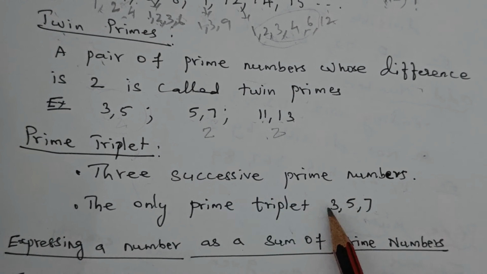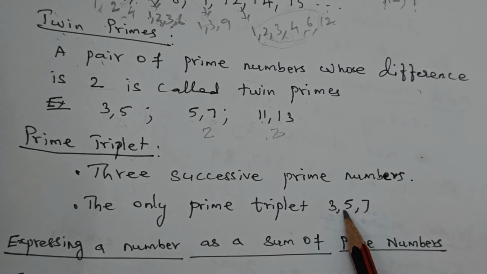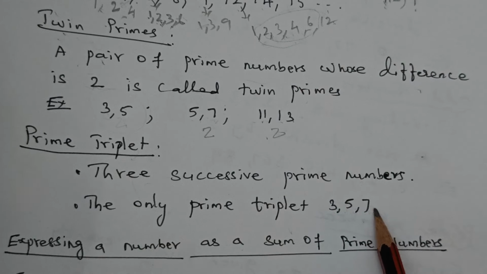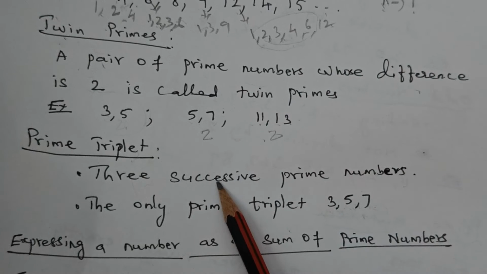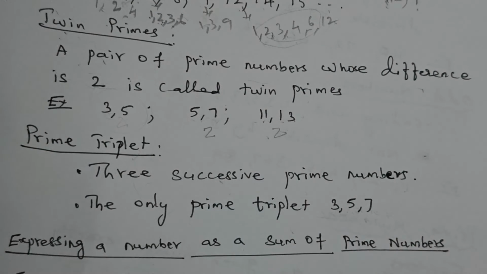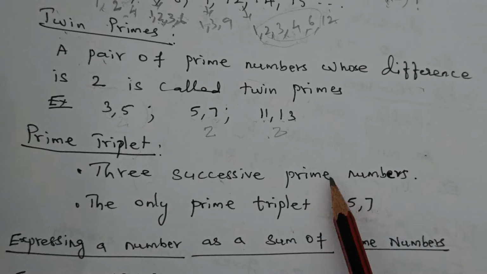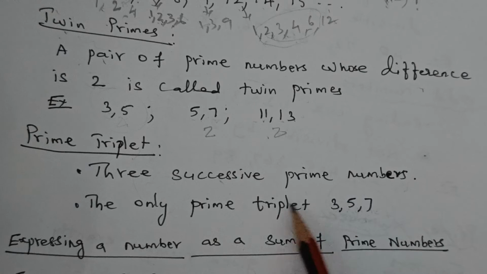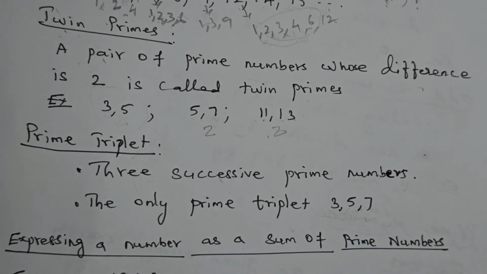They are continuous prime numbers. Successive means continuous. After 3, the next prime number is 5. The next prime number is 7. In between 3 and 5, there is no prime number. Between 5 and 7, there is no prime number. So these 3, 5, 7 are successive prime numbers, that means continuous prime numbers. And the difference between them, 5 minus 3 is 2, 7 minus 5 is also 2. So such a set of 3 numbers is called a prime triplet. And this is the only prime triplet in the number system.